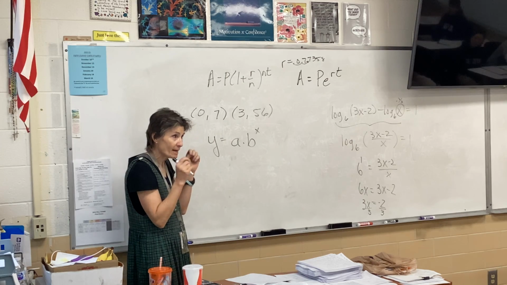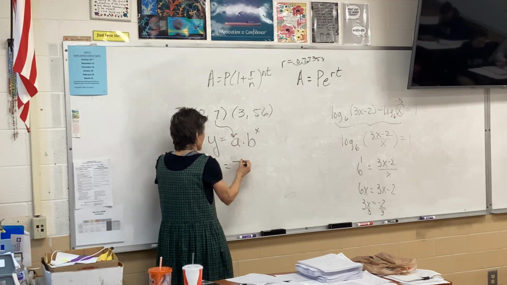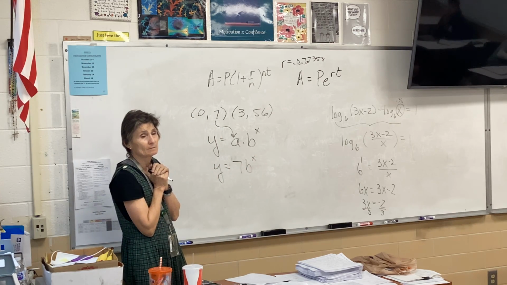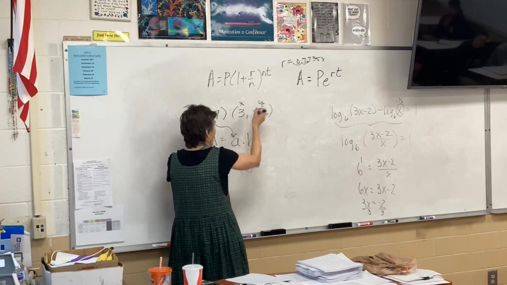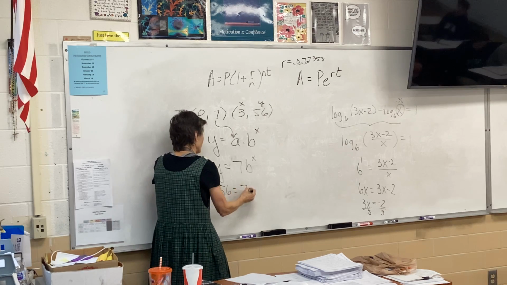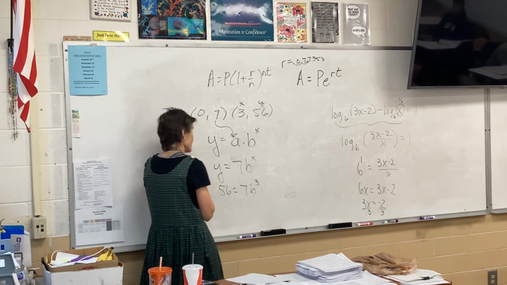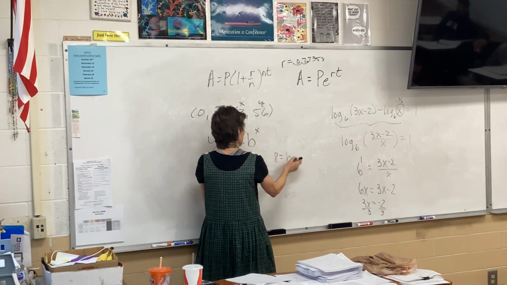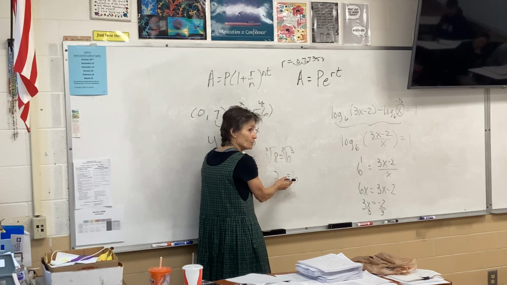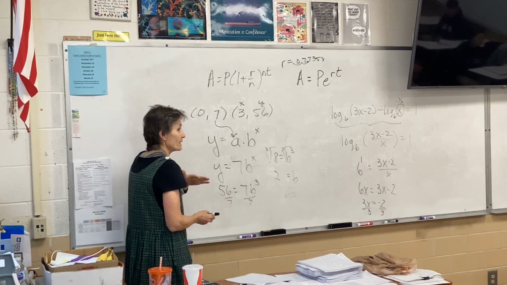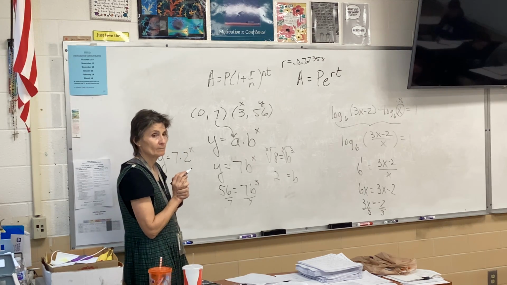Do we really need to find a? No. What do we know about a? It's that right there. That is always gonna be a. So 7 times b to the x. Now what? Plug in for x and y. So 56 equals 7 b cubed. And then, this is no calculator, so yeah, we're gonna divide by 7. So 8 equals b cubed, which means b equals 2, because 2 cubed is 2 times 2 times 2. Then don't forget, write the answer. So y equals 7 times 2 to the x. That's your answer, the equation.